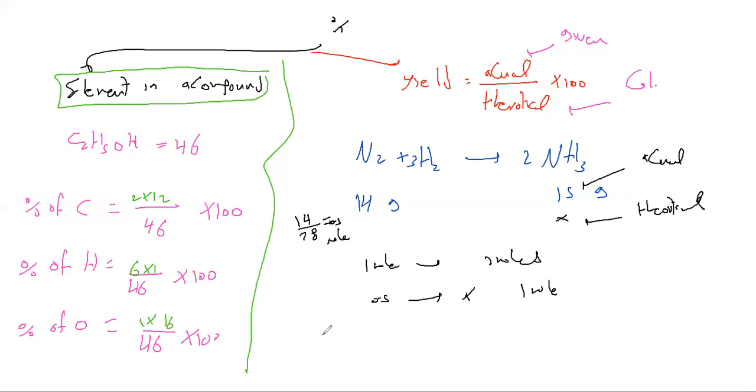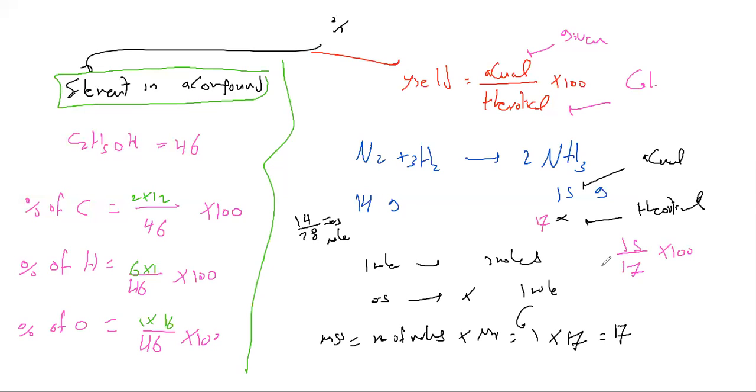Then mass is equal to number of moles multiplied by molar mass, which is 1 mole multiplied by molar mass 17. NH3 is equal to 17. So it will be 15 over 17 multiplied by 100. And actual must be lower than theoretical. Actual is less than theoretical.